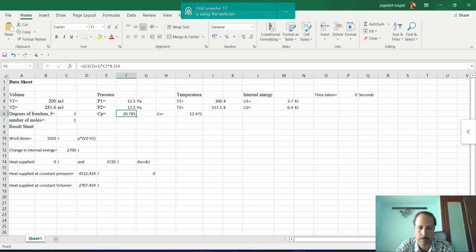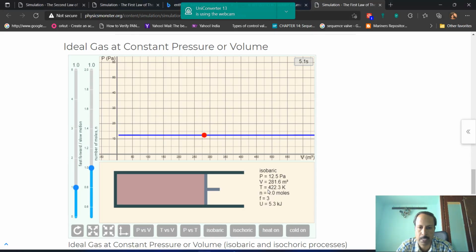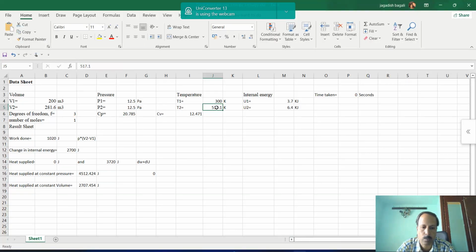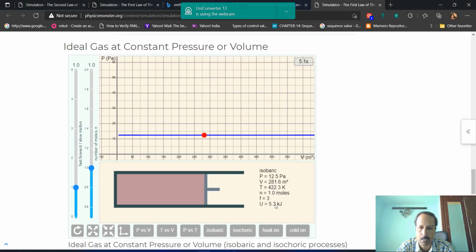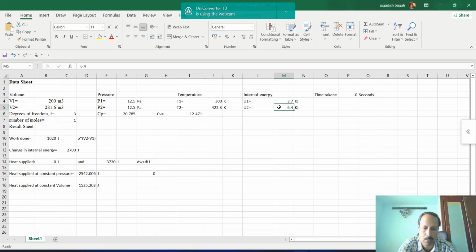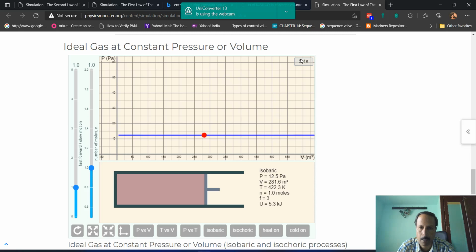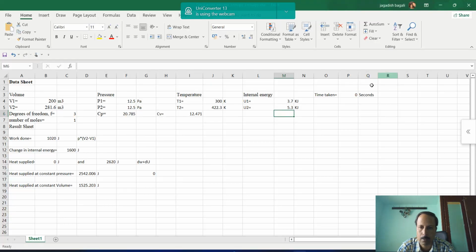Okay, now what is the new temperature? New temperature is 422.3 Kelvin. And the new internal energy value is 5.3 kilojoules. And the timer shows 5.1 seconds.